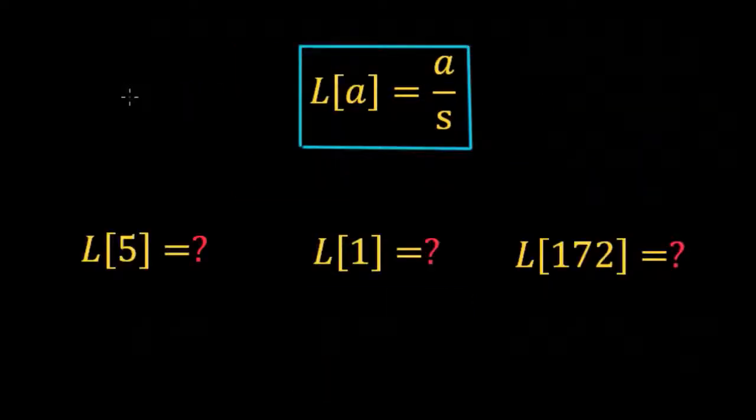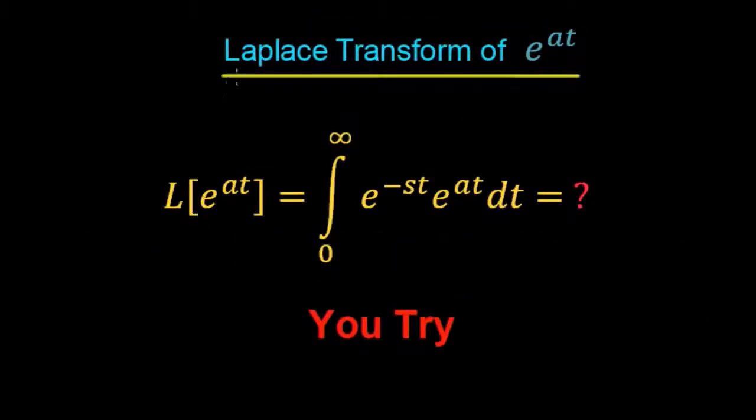So let's try some examples. The Laplace transform of 5 is going to equal the constant 5 upon s. The Laplace transform of 1 is the constant 1 upon s. The Laplace transform of 172 is the constant 172 upon s.